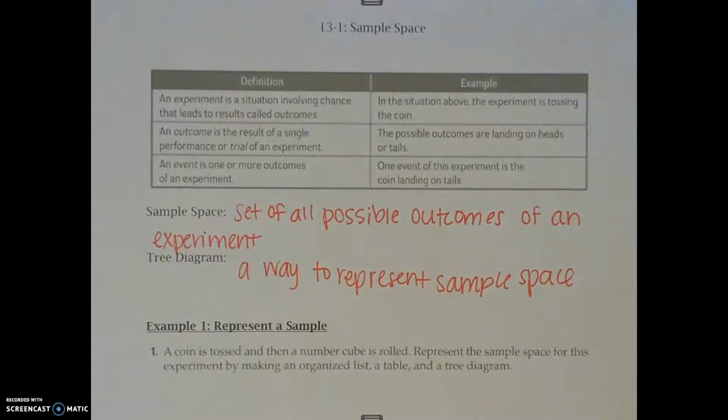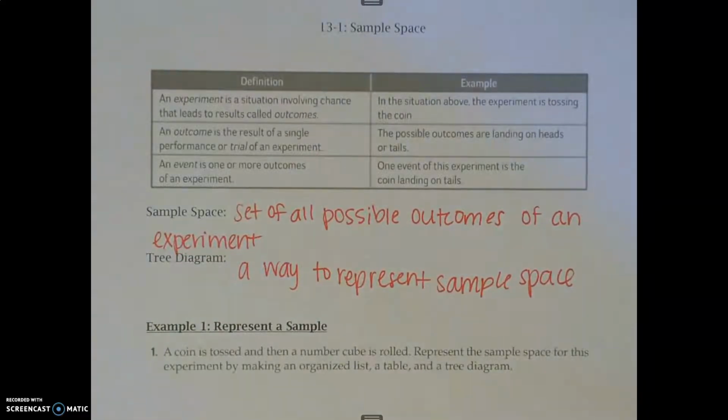So it moves us to the next two words we have. Sample space is actually the set of all possible outcomes of an experiment. And a tree diagram is a way to represent the sample space. A tree diagram is actually one of three different ways that we can use to represent a sample space. We can use a tree diagram, a table, or a list.